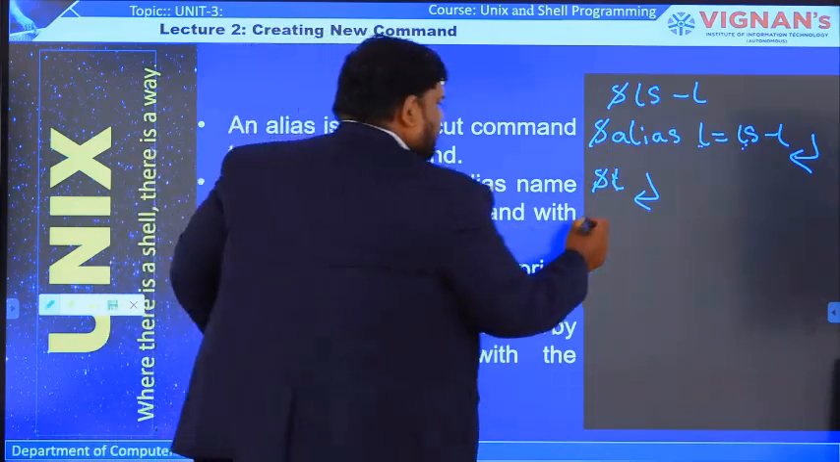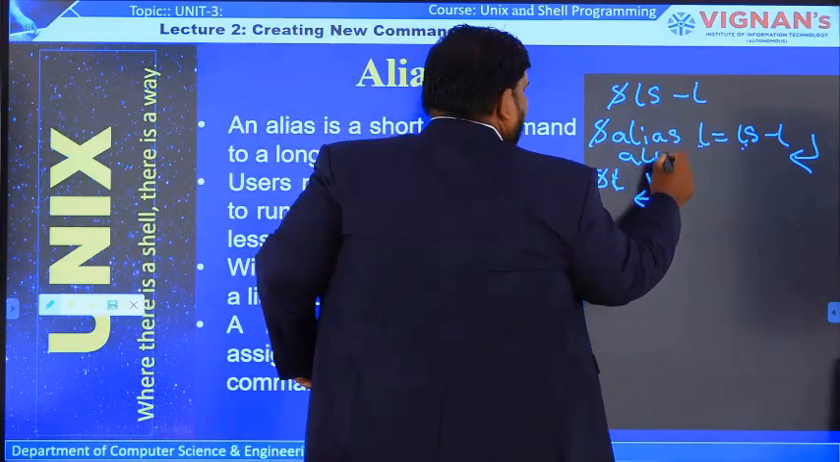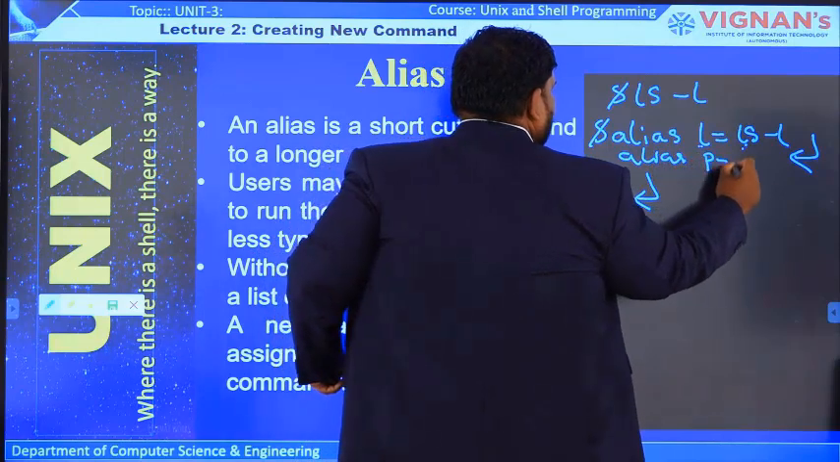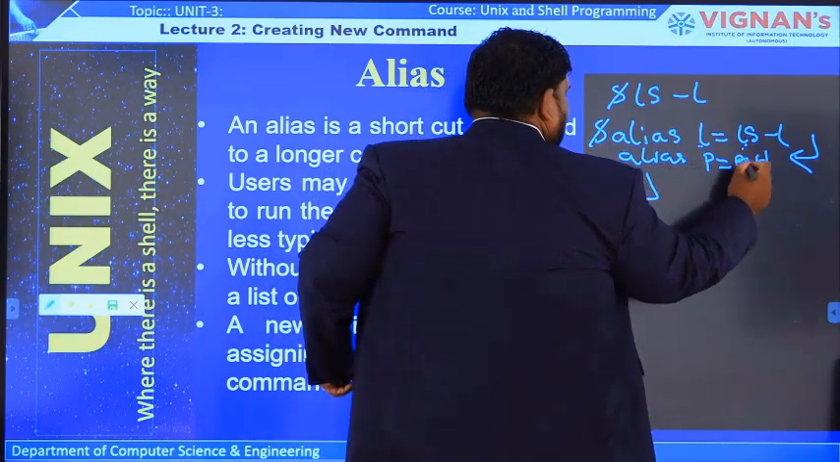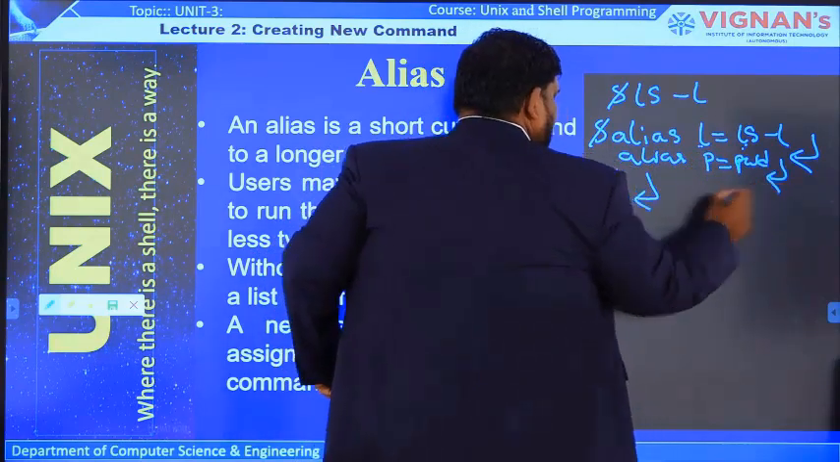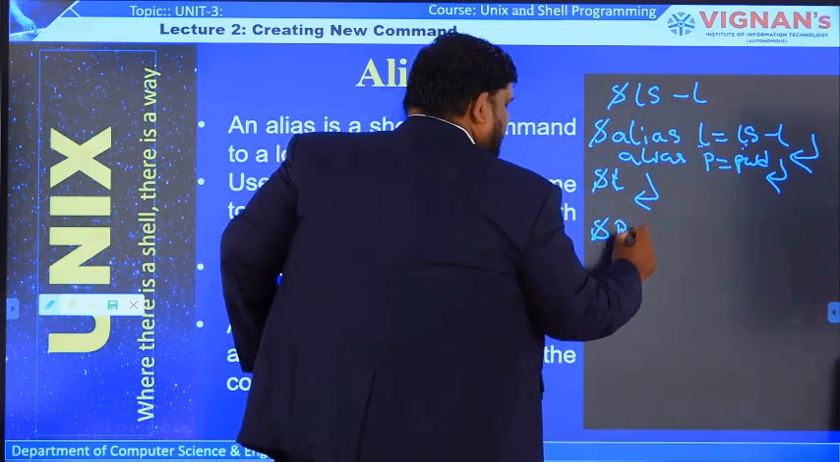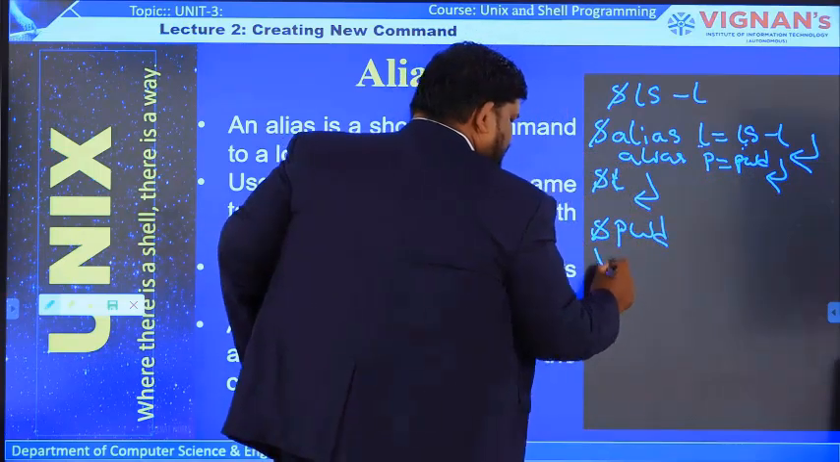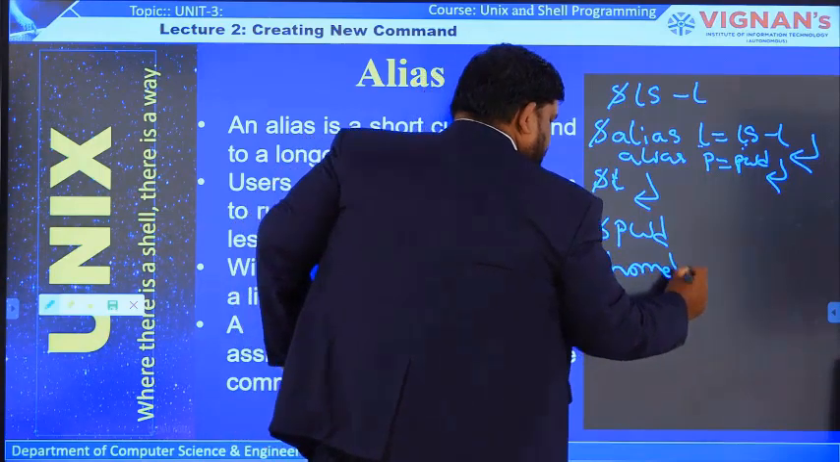Or for example, if I create an alias like p is equal to pwd, we know that pwd is the present working directory. So instead of typing pwd, I will get some path, for example home, some Vignan.